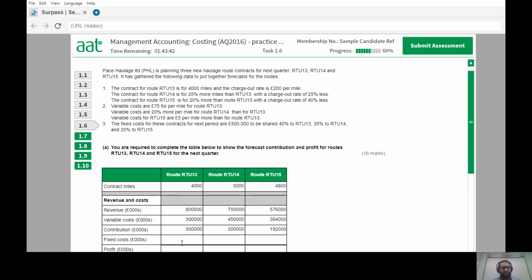The fixed cost at the moment is going to be how much? The fixed cost is split among these three routes. So 500,000 is being split 40% to 13, 35% to 14, and 25% to RTU 15. Okay, so we need to find out how I'm going to do it. 500,000 multiplied by 40% is going to give me 200,000 here. 500,000 multiplied by 0.35 is going to be 175,000.